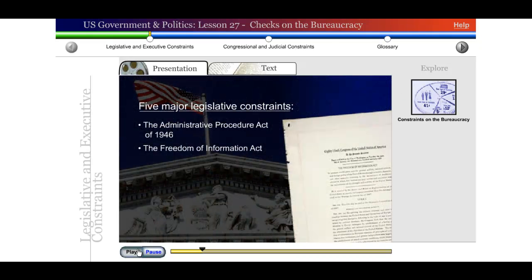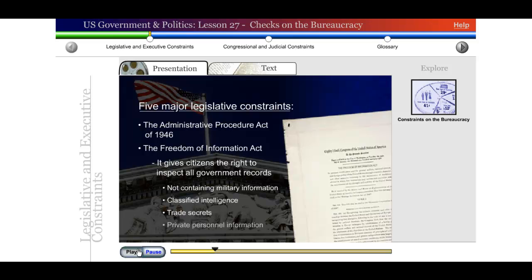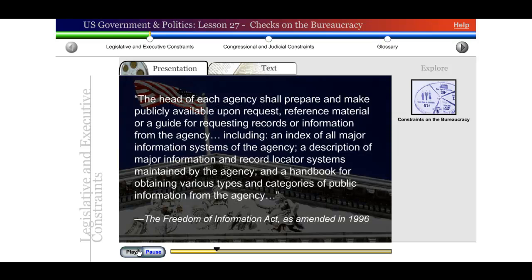Another legislative constraint, the Freedom of Information Act, has been used frequently by journalists since being passed in 1966. It gives citizens the right to inspect all government records not containing military information, classified intelligence, trade secrets, or private personnel information.